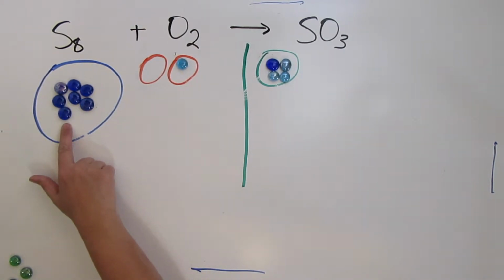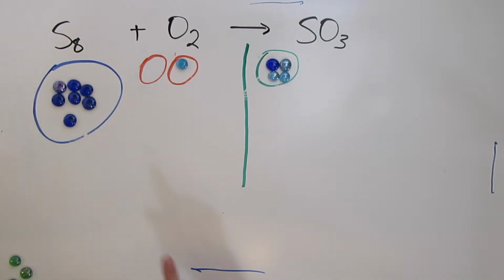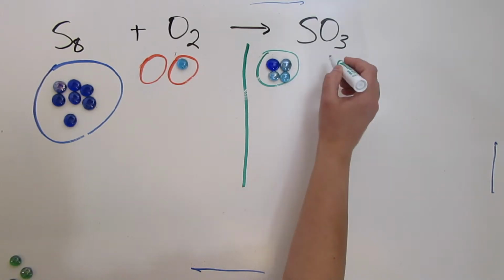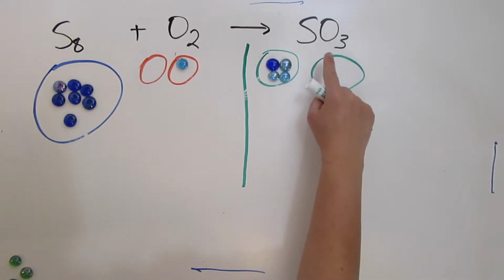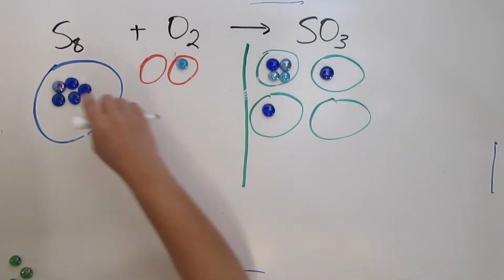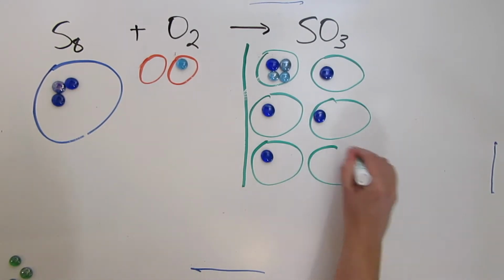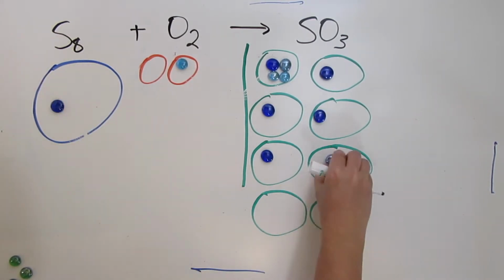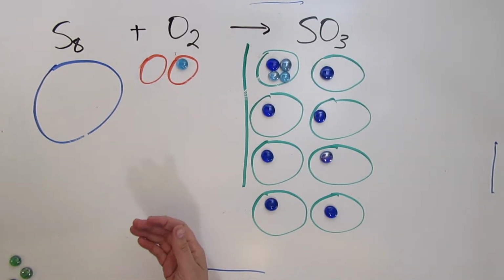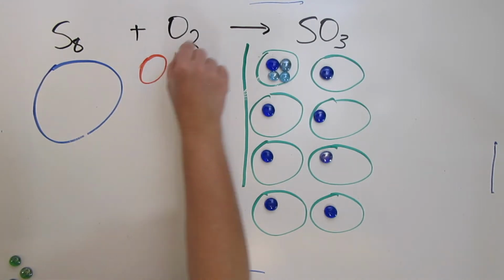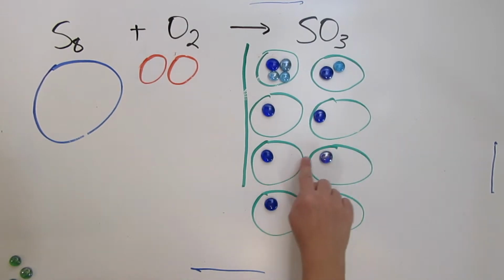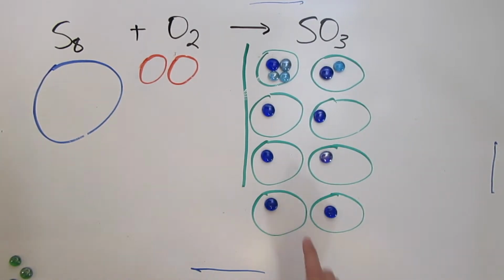So if you think about it, we have 7 sulfurs left. We need to make enough sulfur trioxides to use up all of the sulfurs. Well, it's 1 sulfur per sulfur trioxide, so we're going to need 1 package for each one. Now you can see we aren't done yet because we can put this oxygen over here, but we still need 3 oxygens in every single one of these sulfur trioxides.